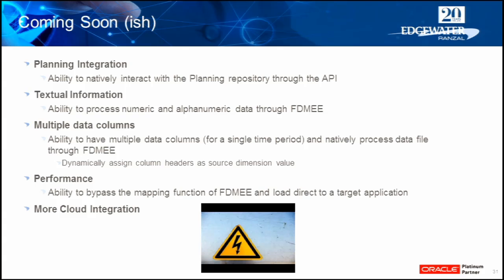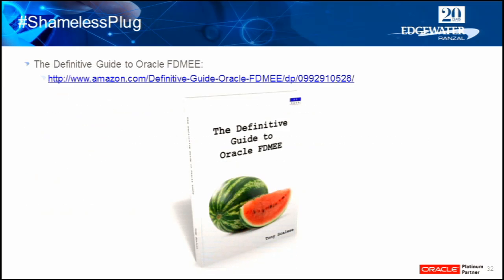And then, shockingly, more cloud integration is coming. So timeline on all this, planning integration, textual information, multiple data columns, cloud in the July-ish timeframe, we were told, and then on-prem soon thereafter. Performance and more cloud integration coming. I don't know the date.